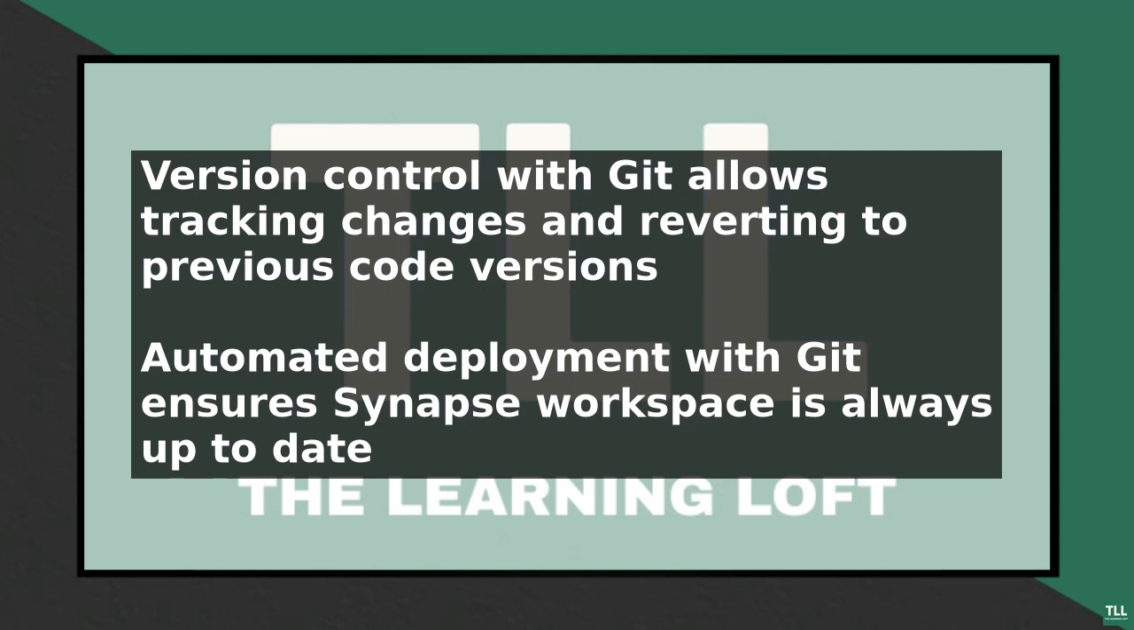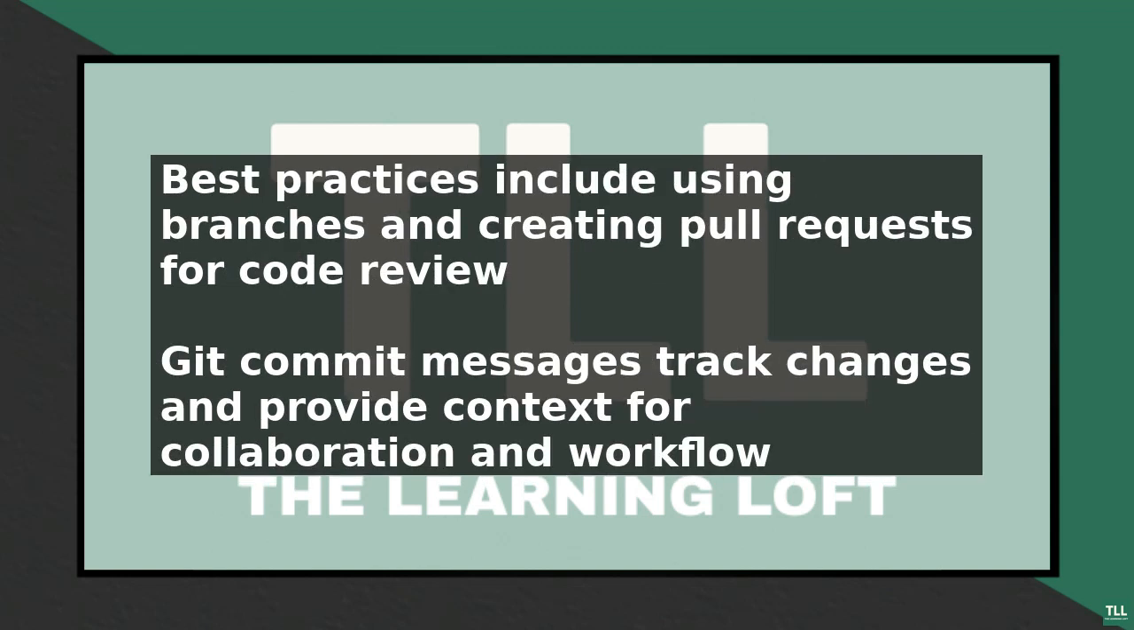Best practices for using Git with Azure Synapse include using branches to manage different versions of your code, creating pull requests to review and validate changes, and using Git commit messages to track changes and provide context.